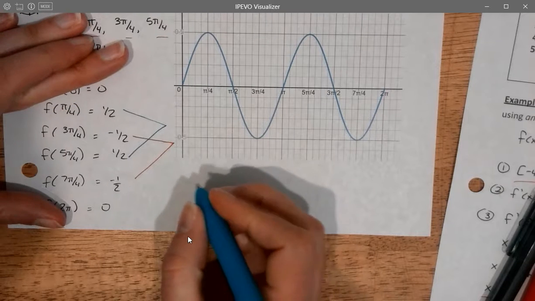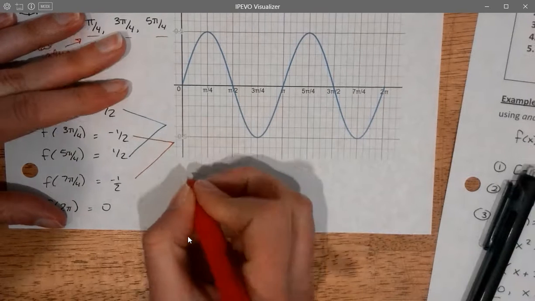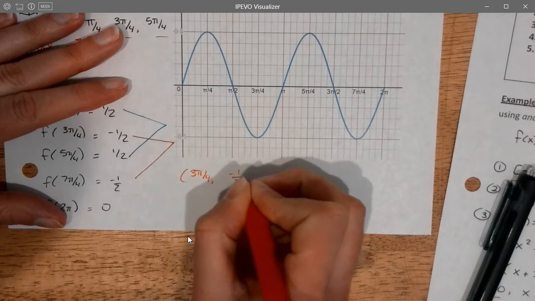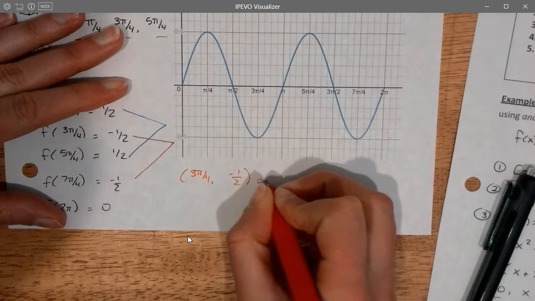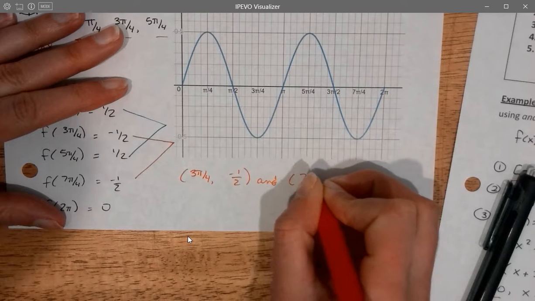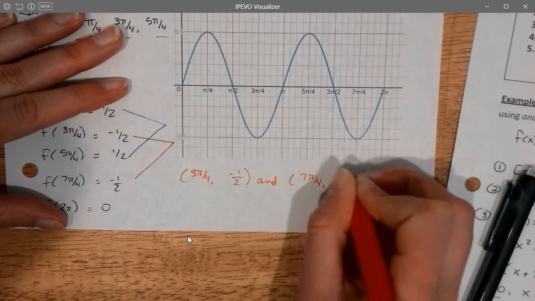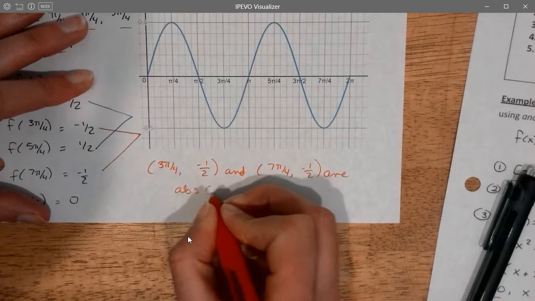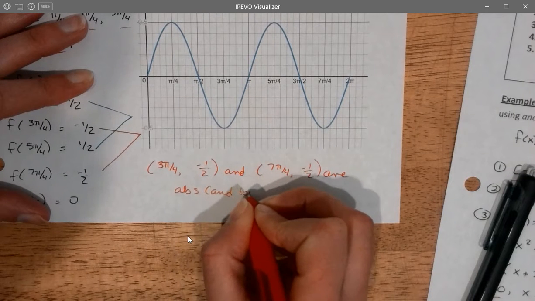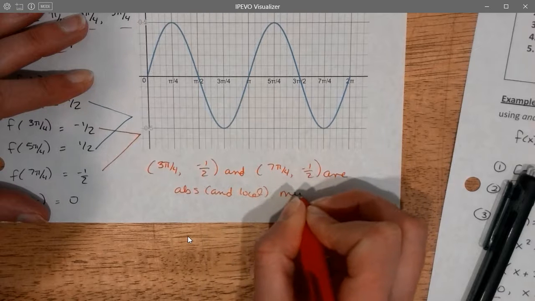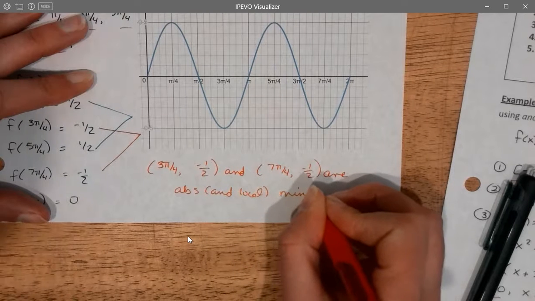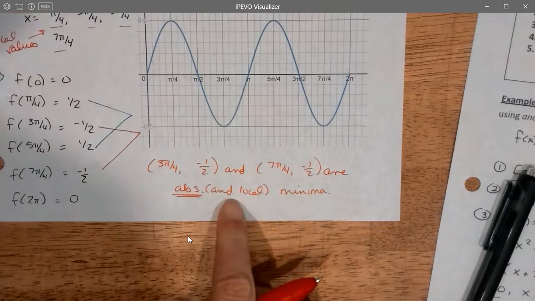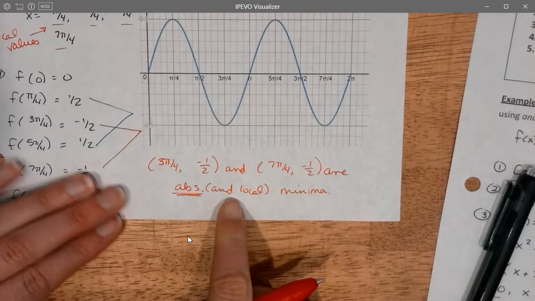So we'll do the minima first. We have 3 pi fourths comma negative 1/2 and 7 pi fourths comma negative 1/2 are absolute and local minima. Now, this test is only checking for absolute. I happen to know that they're local because they're at interior points, but I can't check those yet.